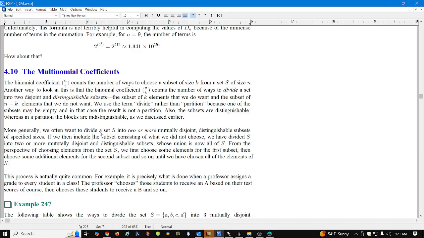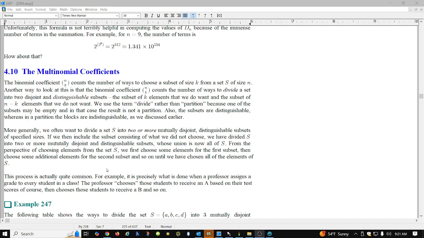And in that way, when we form these divisions, we have a set of mutually disjoint, distinguishable subsets whose union is the entire set S. Okay, so it's just more convenient to do that. From the perspective of just choosing elements from S, all we're doing is choosing some elements for the first subset, then choosing some additional elements for the second subset, and so on. And because of what I just said, we're going to continue that process until all the elements of S have been chosen.